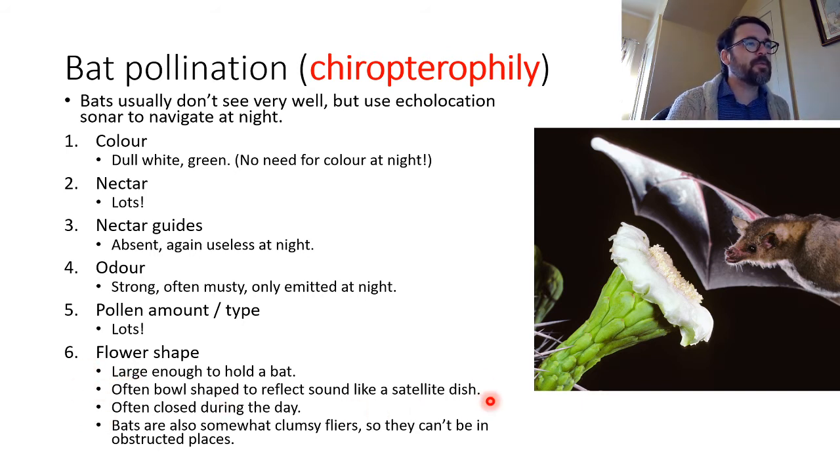They're often kind of bowl-shaped, like a satellite dish, to reflect sound in really useful ways. And they often are closed during the days. And the other thing is bats are somewhat clumsy flyers relative to like a fly or something like that, so you can't have them in obstructed places that are hard to get to. So I think this one is on a cactus, and you can see it's up well away from the cactus where the bat can get to it. So chiropterophily is kind of a cool one.